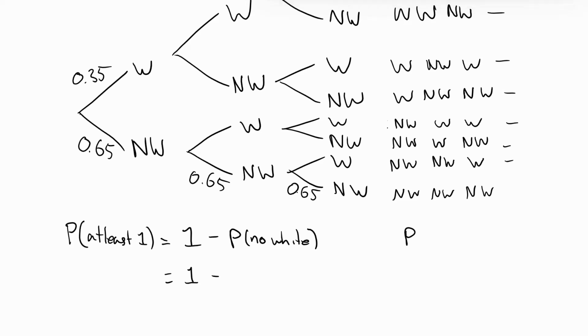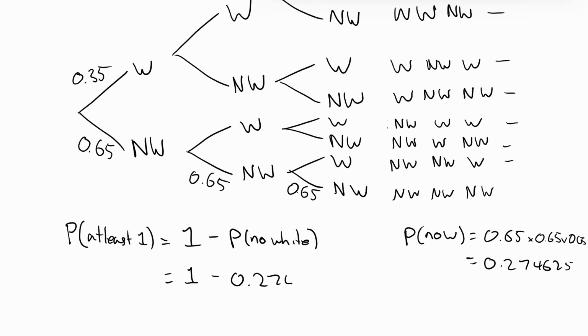So the probability of no W equals 0.65 times 0.65 times 0.65, which ends up being 0.274625. So over here, we're going to minus 0.274625, and that gets us 0.725375. So that is your probability of getting at least one white kitten.